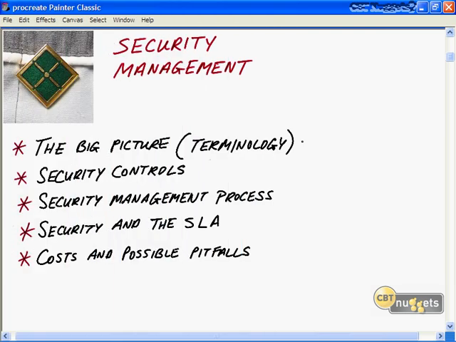In this nugget on security management, we're going to look at 5 key knowledge areas. First of all, we'll get the big picture of security and talk about some basic fundamental terminology. Then, we'll look at security controls and the importance of implementing these in your organization. We'll look at the security management process. We'll discuss security and the service level agreement, and then finally investigate some costs and possible pitfalls of security management.